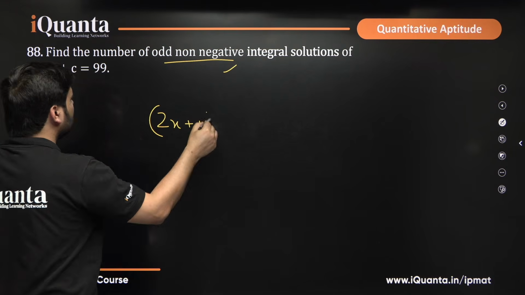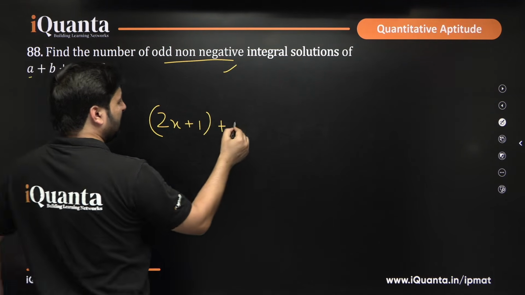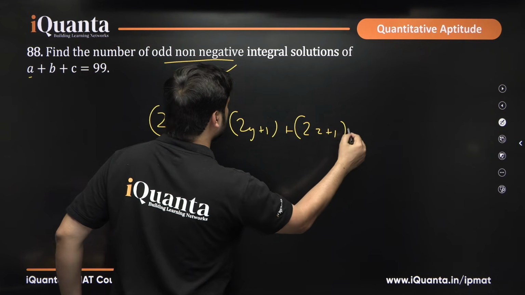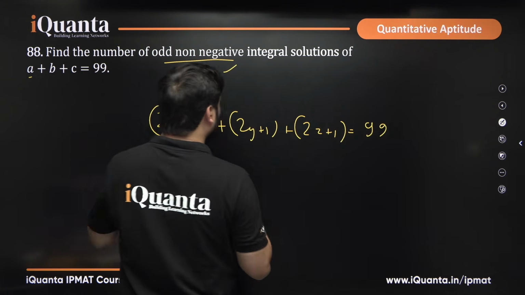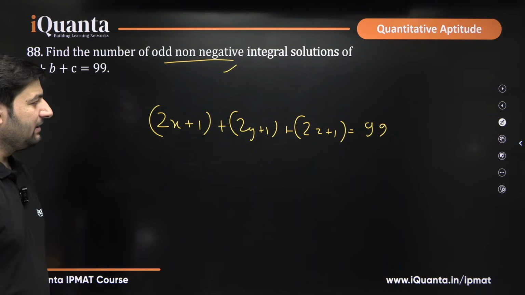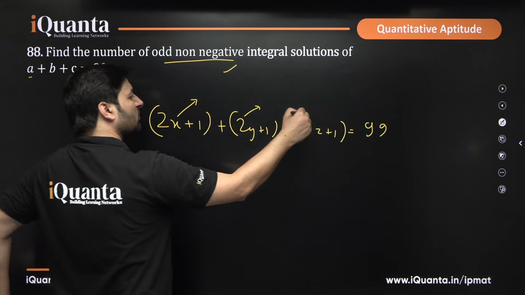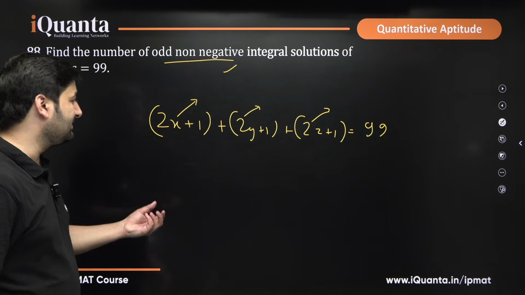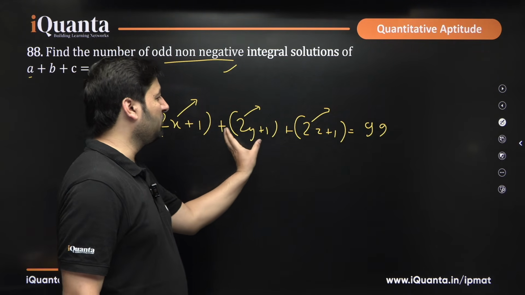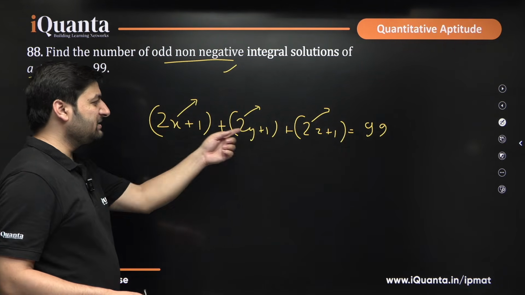2x plus 1, this first number a can be written as 2x plus 1, okay? B can be written as 2y plus 1, C can be written as 2z plus 1, and these three odd numbers should have a sum 99. I have ensured that these three are odd numbers, okay, and odd non-negative integral numbers. Now, is x equal to 0, y equal to 0, z equal to 0 allowed? Yes. Even if you put x equal to 0, the number here that is going to come will be 1. If you put y equal to 0, number will be 1. If you put z equal to 0, number will be 1. So that means x, y, z can have value 0 as well.